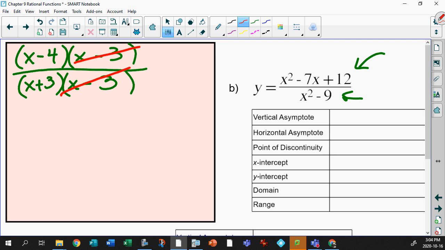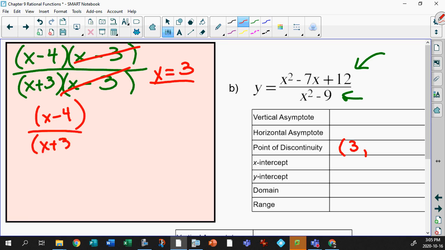Where does it come in? Well, x has to be 3 for a point of discontinuity. So guess what? There's our value here of 3, right? Substitute that back into the now canceled equation, which is what's left here, x minus 4 over x plus 3. That's what's left. Substitute that value of 3 back in here. Put it into here, put it into here, watch what happens.